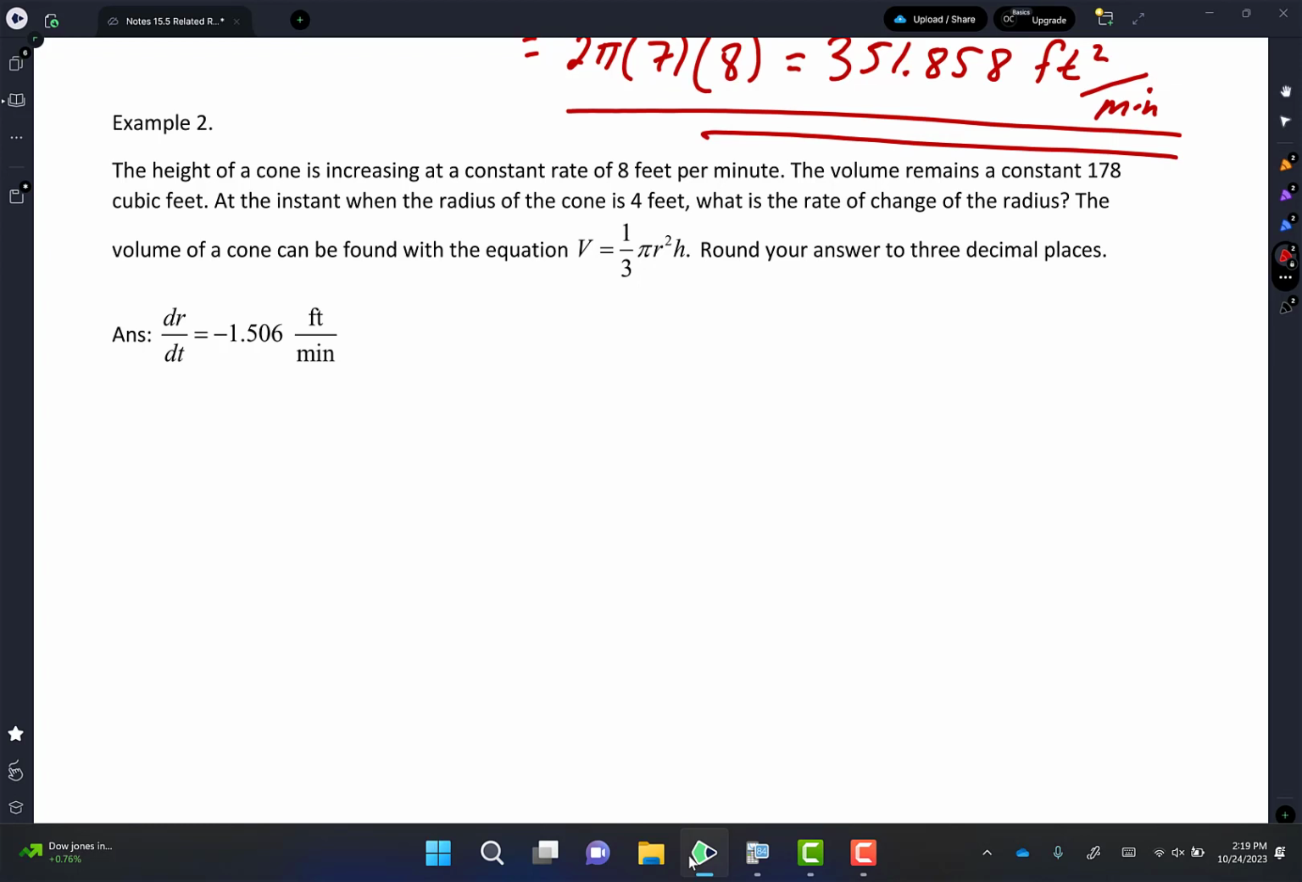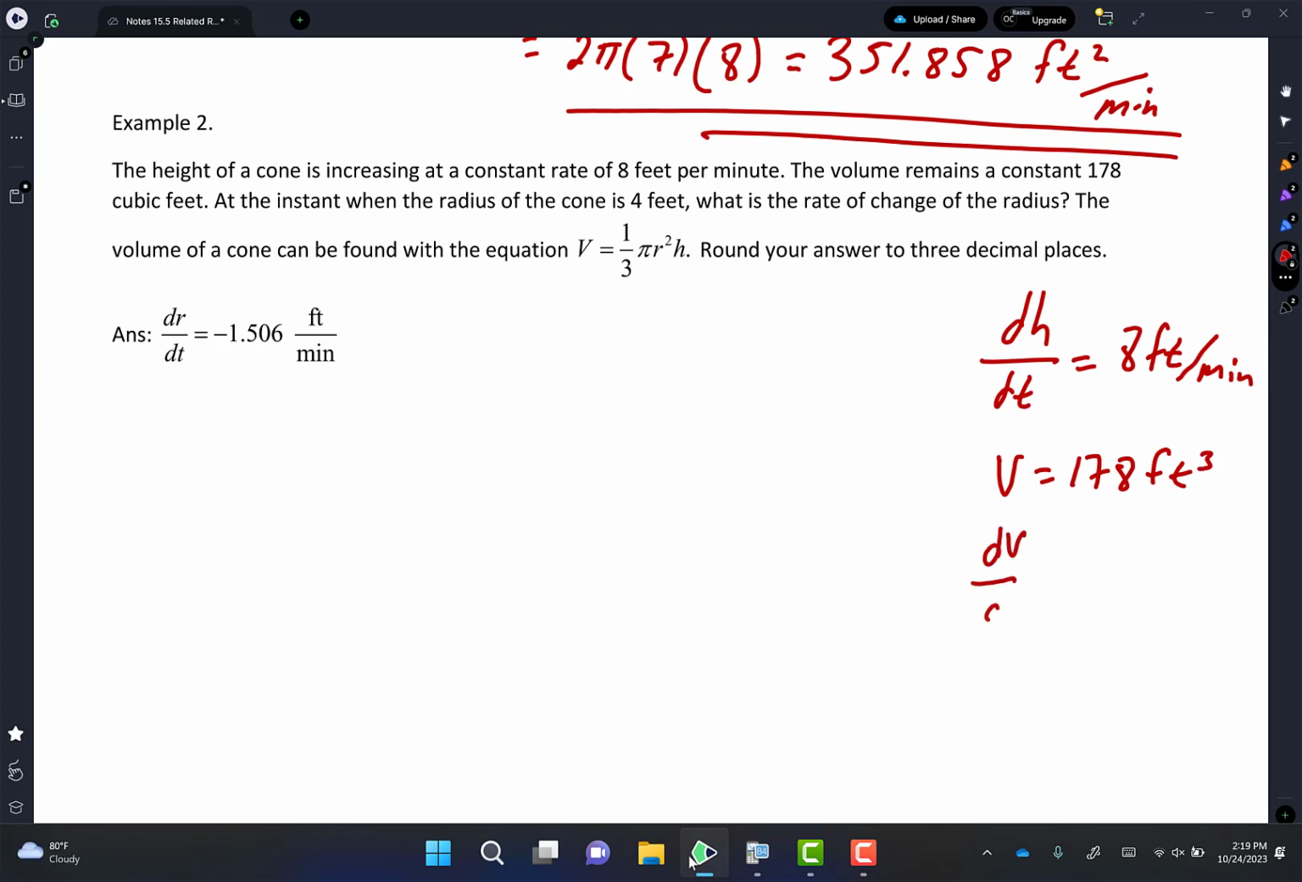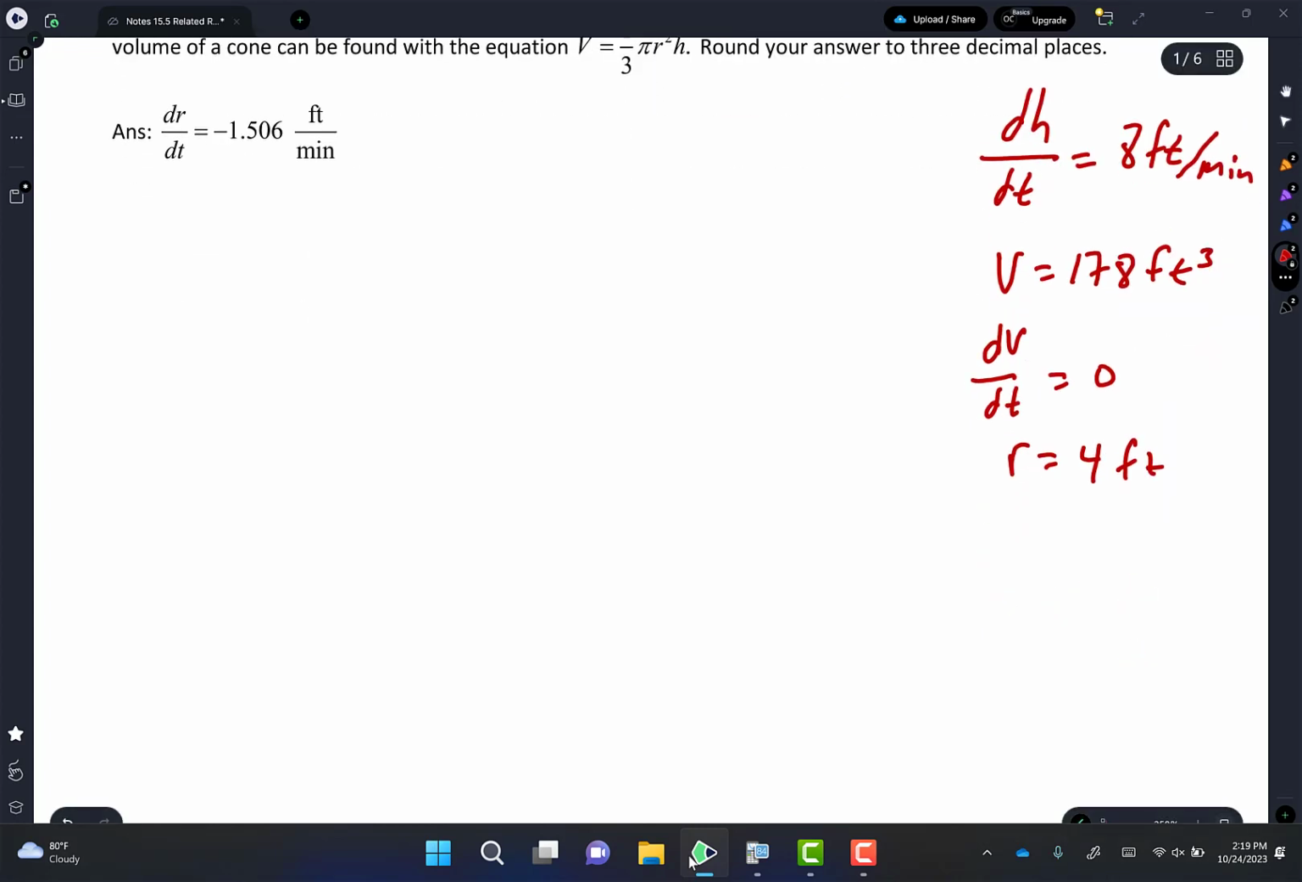Example 2. The height of a cone is increasing at a constant rate of 8 feet per minute. So the height of the cone, right on the side, dH/dt is 8 feet per minute. The volume remains constant, 178 cubic feet. So volume equals 178 cubic feet. And since it remains constant, that means that dV/dt equals 0. At the instant when the radius of the cone is 4 feet, so when r equals 4 feet, what is the rate of change of the radius? So they want dr/dt.